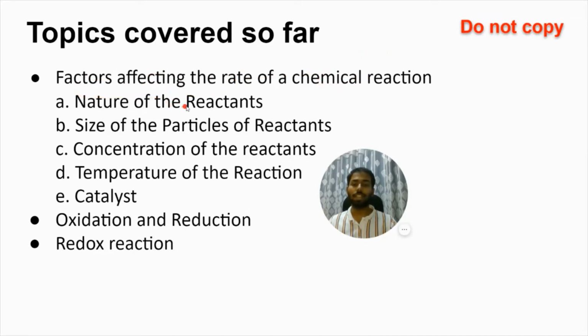So we had seen nature of reactants. If the reactivity is high, the speed of reaction will be high. Size of particles of reactants. If the size of the particles of reactants is small, then the rate of reaction will be more. The speed will be high. Concentration of reactants. If you use strong acids, then the speed of reaction will be high. If you use weak acids, dilute acids, then the speed of the reaction will be slow. Temperature of the reaction, higher the temperature, more is the speed of the reaction.